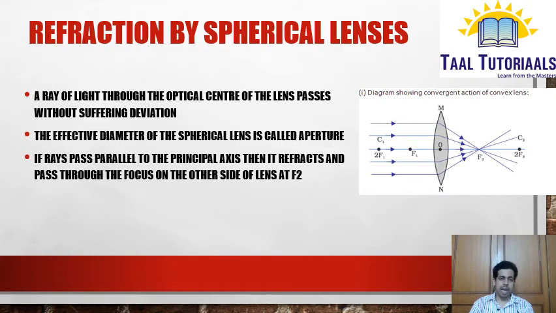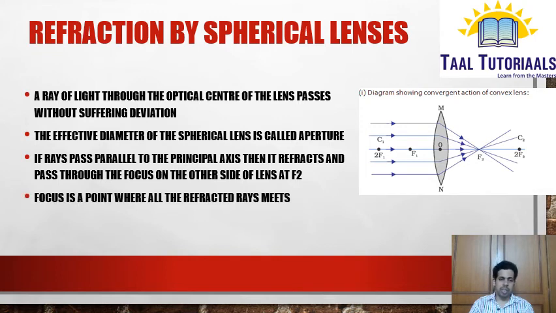If rays pass parallel to the principal axis, then it refracts and passes through the focus on the other side of the lens at F2. So you can observe here in this image, all the light rays which are passing parallel to the principal axis will meet at a point called focus, that is F2 on the other side. So we are sending the lights from the left side and they are meeting at a point, focus, on the right side of the lens. Focus is a point where all the refracted rays meet. I already told you what is focus. Where all the light rays meet, that point we call focus.